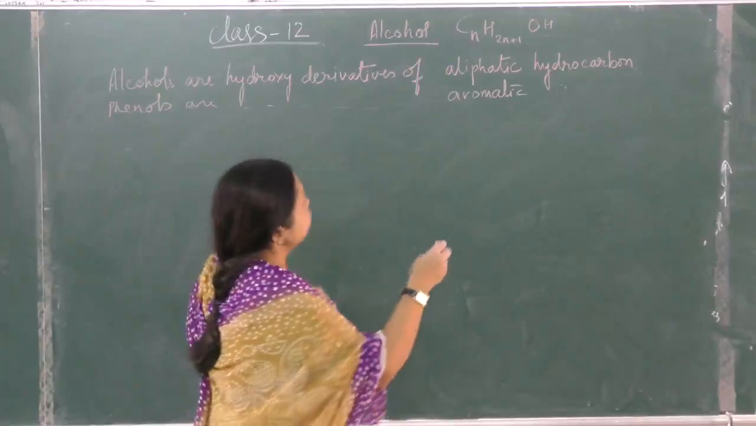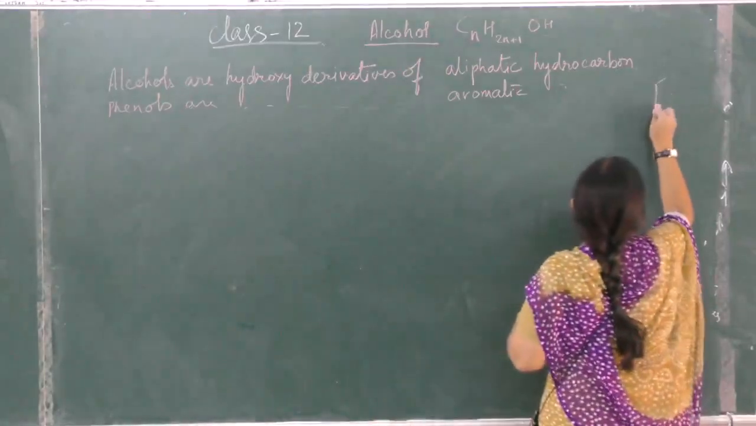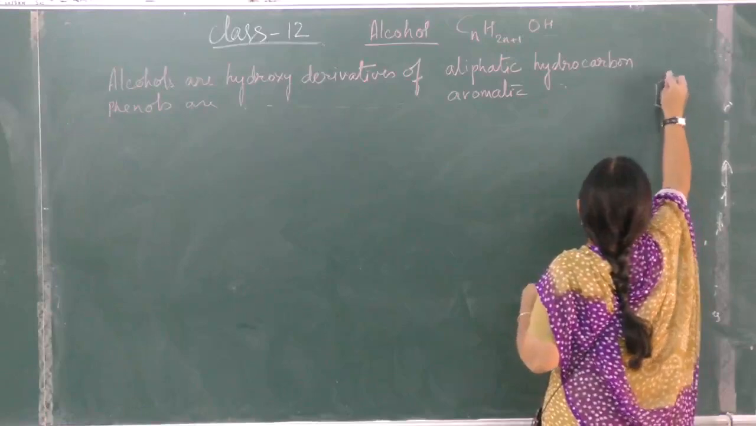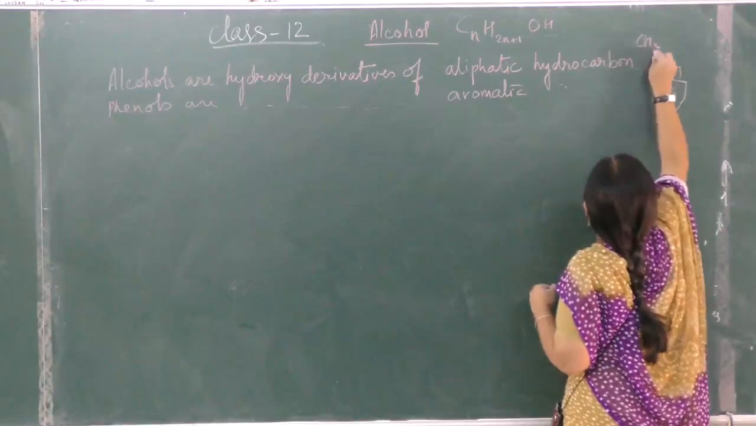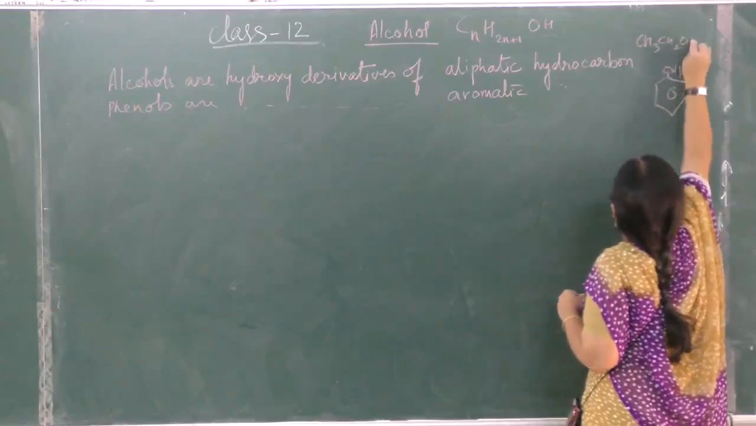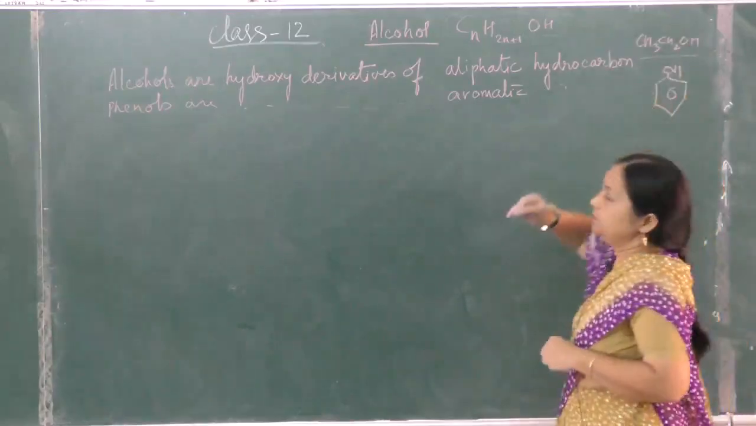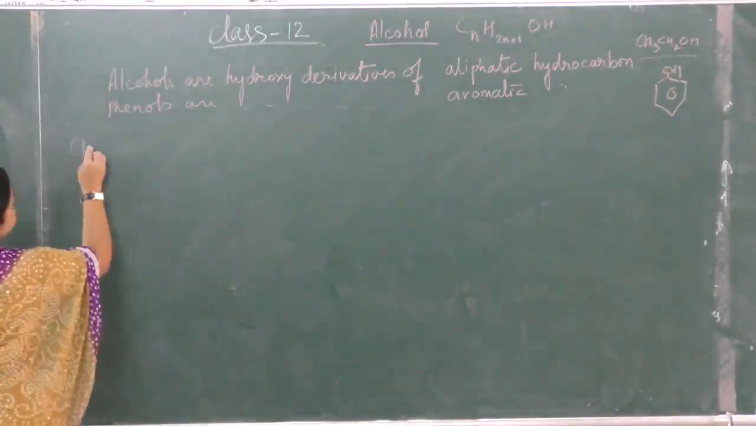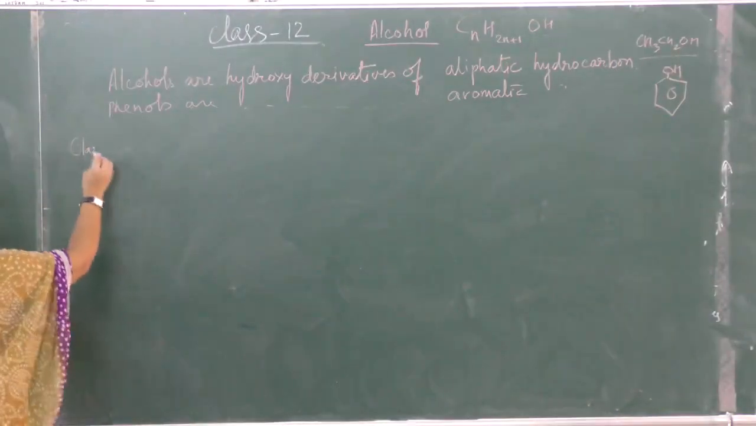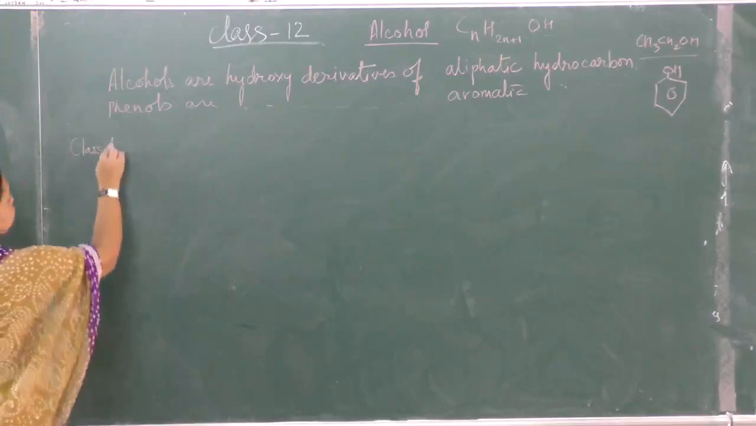The OH group is directly attached to the ring. This is phenol, and alcohol is CH3CH2OH. This is alcohol. Now, classification of alcohol; we'll do phenols later on. Today, classification of alcohol.